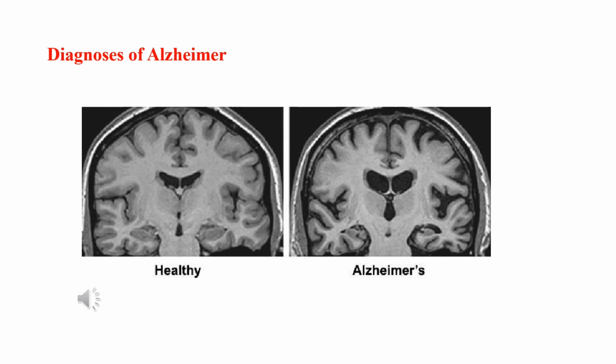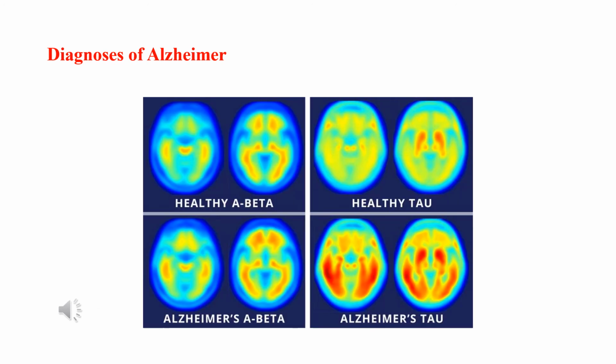Here is an example of an MRI image of a healthy person's brain on the left and an Alzheimer's patient's on the right. Another example is a PET image showing the difference between healthy and Alzheimer's brains in the amyloid and tau protein that we talked about in the previous slides.